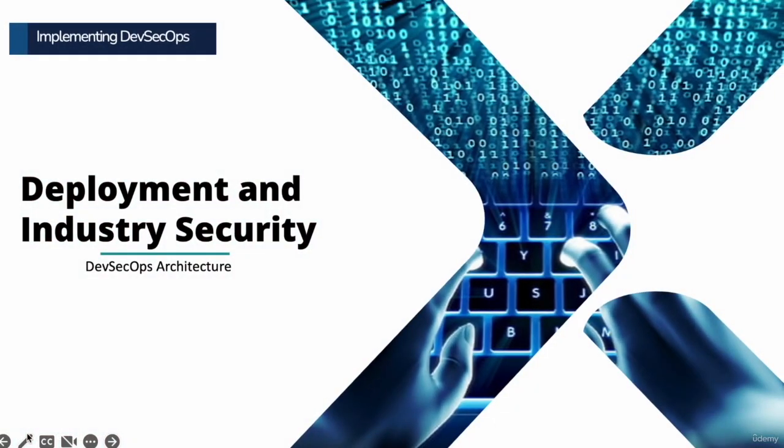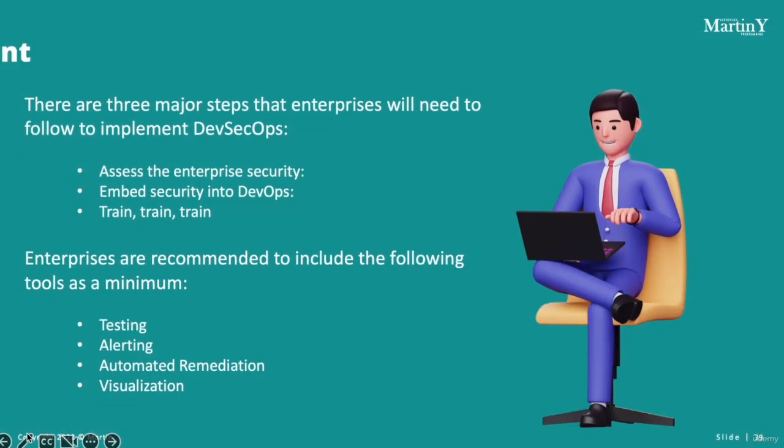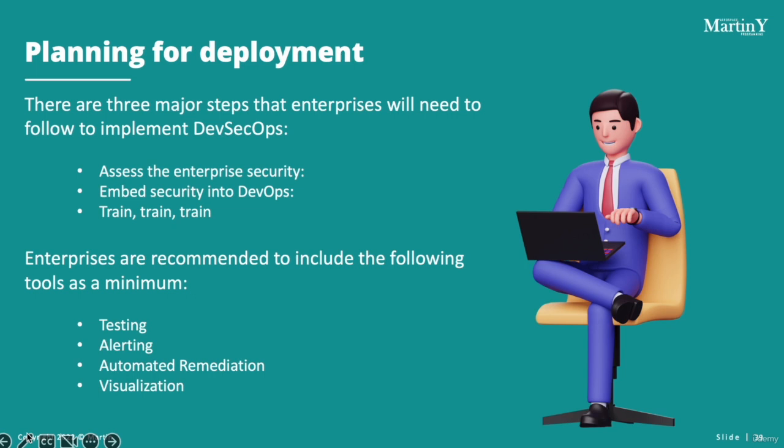In this video, we will plan our deployment of DevSecOps and also talk about the industry security frameworks. So let's get started. So far we discussed the reference architecture of the DevSecOps pipelines and the best practices for AWS, Azure, and Google Cloud. Once we have the architecture, the next step is planning and deploying DevSecOps and the pipelines to our enterprise.